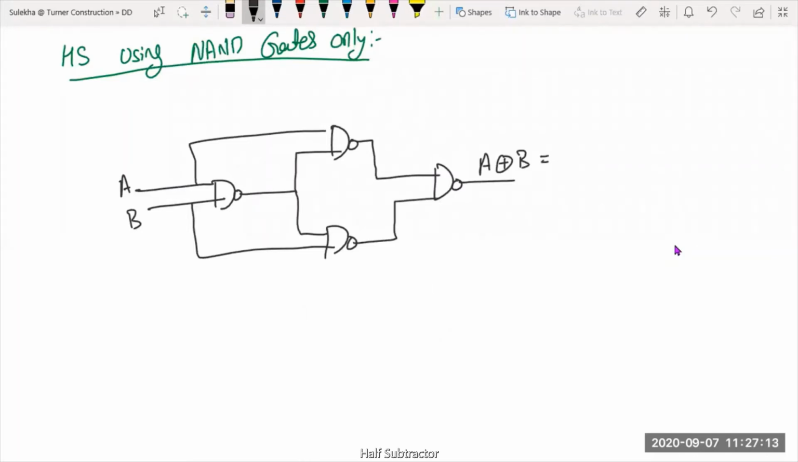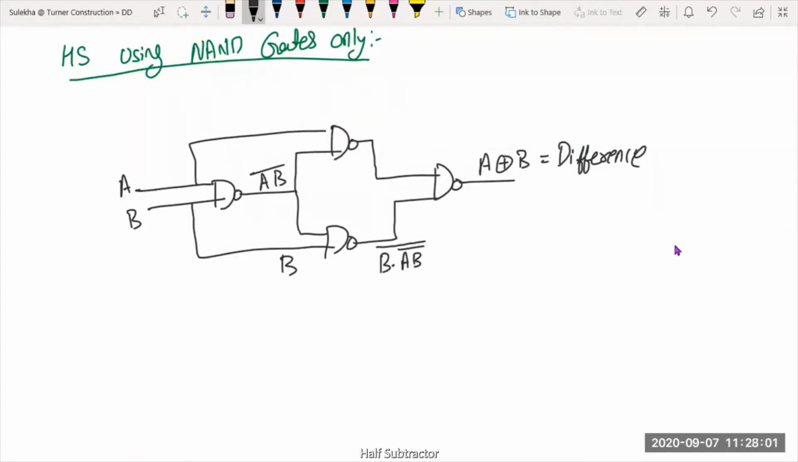So this one is basically the difference. Now you need to add some more NAND gates to this one, so that you can realize the borrow, which is nothing but A bar B. If I analyze this thing carefully, this is basically A B bar, and here I am getting B, and this is B dot A B bar, whole bar.